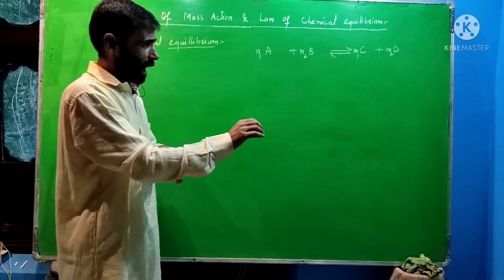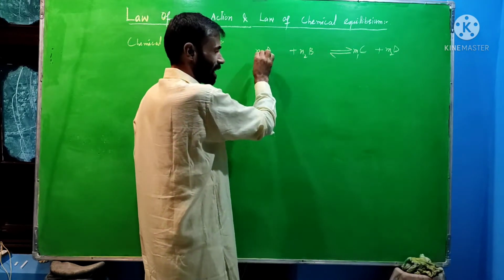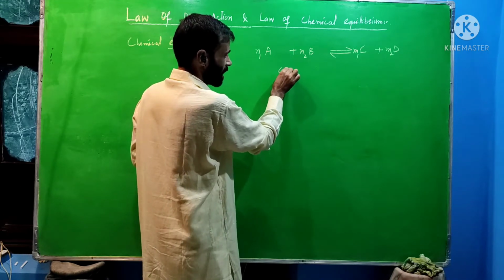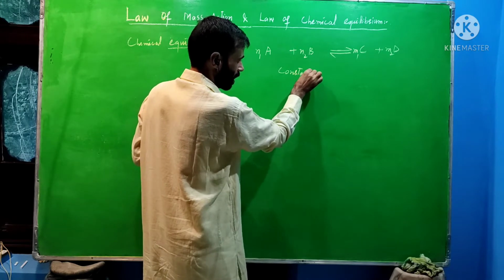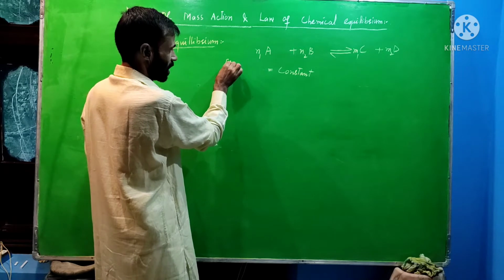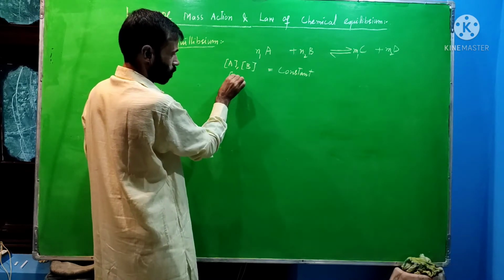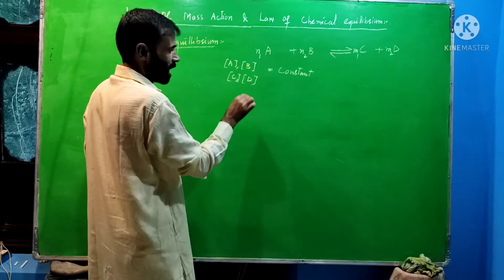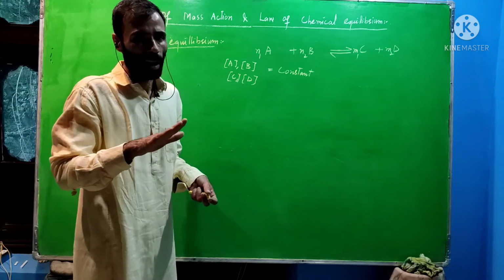and that stage we call chemical equilibrium. At chemical equilibrium, the concentration of products as well as the concentration of reactants remains unchanged, means the concentration of products as well as reactants remains constant. Here, the concentration of these reactants A, B, and the products C and D, at the stage of equilibrium, remains constant. There is not any kind of change.